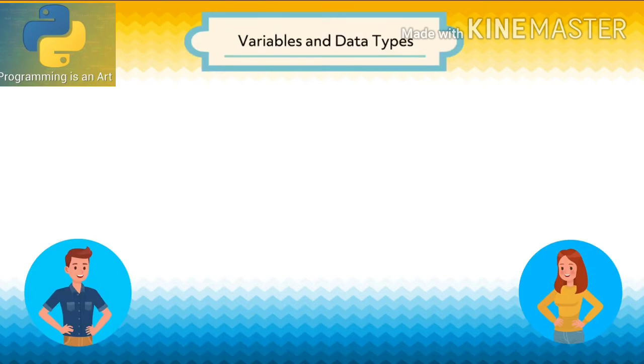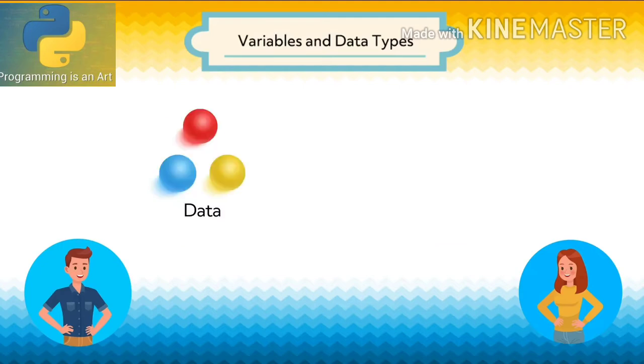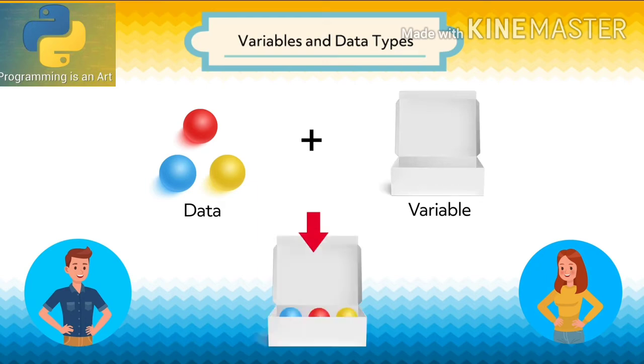Actually, what are variables? Variables are a way we can store data with different values. Like whenever you want to drink juice, you must use a glass, but when you want to eat sweets, you must use a plate, not the glass. In the same way, whenever you want to put data in a different way, you have to use different kinds of variables. Here I am giving an example.